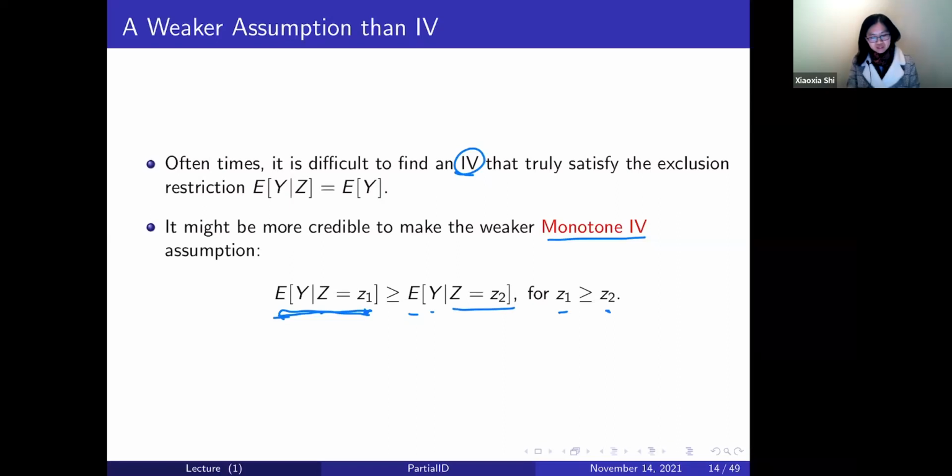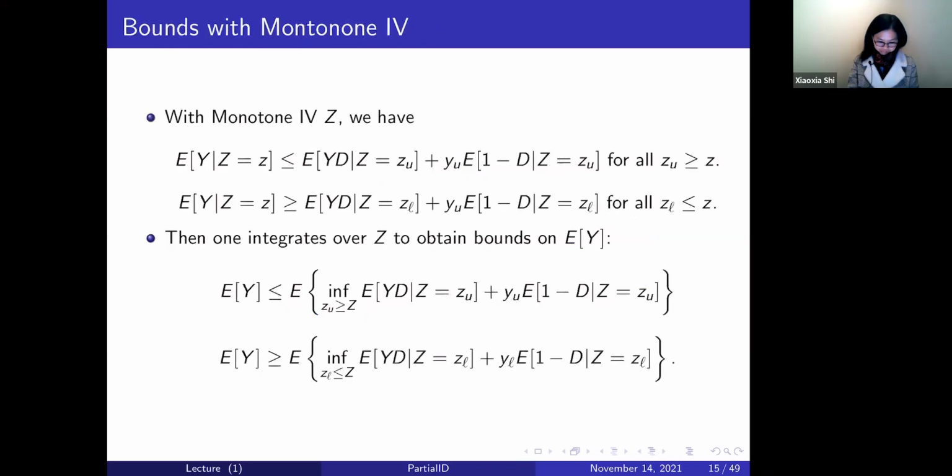Using this slightly weaker monotone IV assumption, you could also tighten the unconditional bound. This way you can bound the conditional mean of Y given Z equals little z by these conditional bounds for Z equals z_u, for all the z_u bigger than z. That provides a tighter upper bound, and you can get a tighter lower bound by considering the Z values that are smaller than or equal to z. So these are tightened bounds for the conditional mean of Y given Z equals little z. But if you want the unconditional expectation, you just average up these bounds.